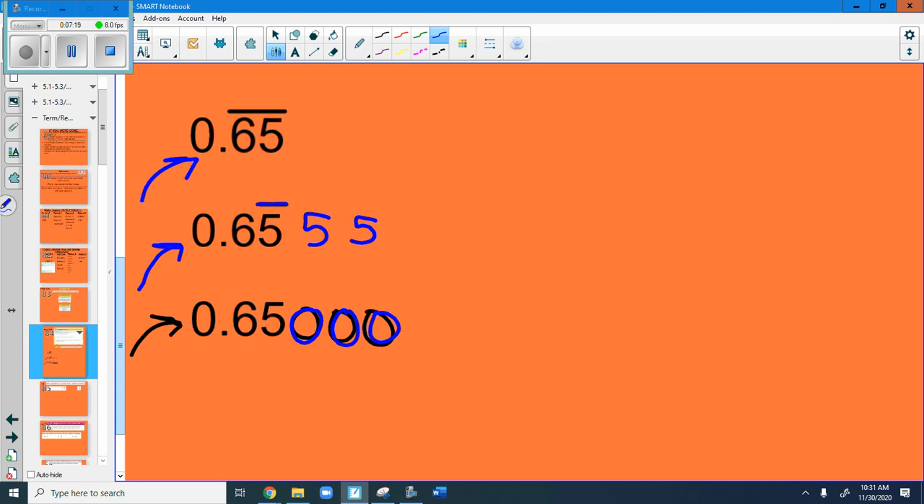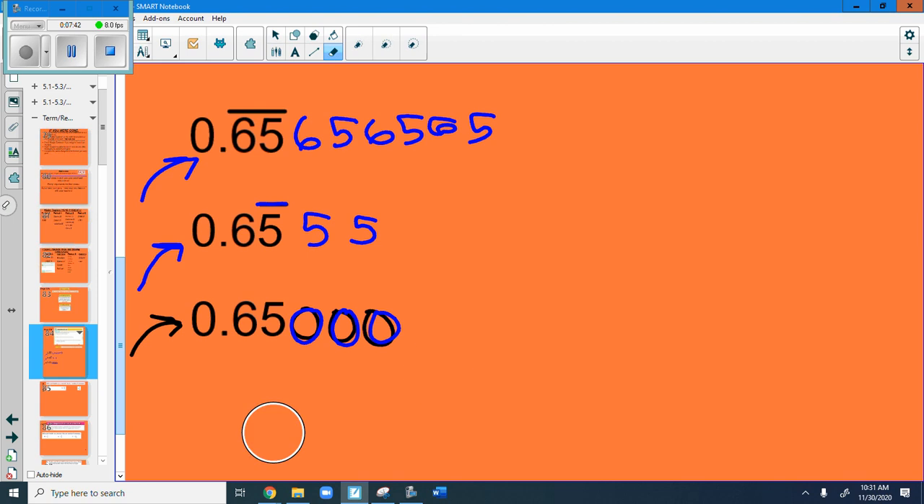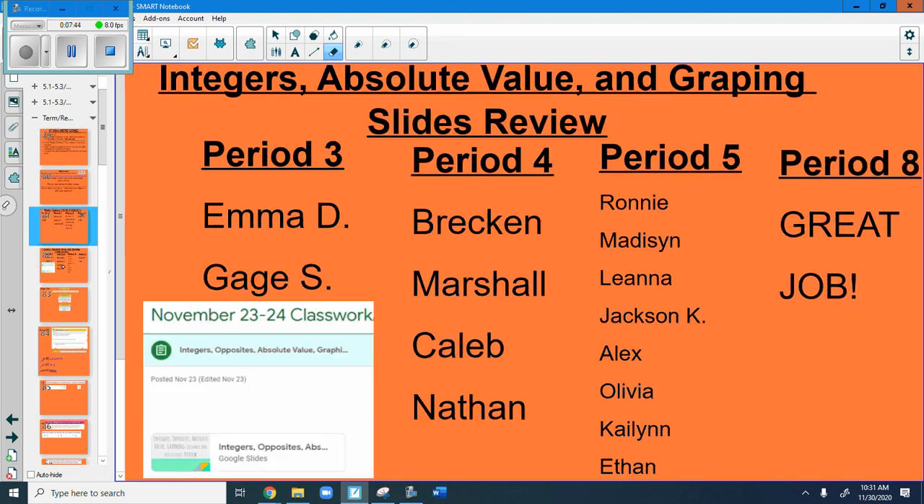Now, what about this last one? What would that look like if we expanded it? Good, it would repeat 65, so you have to write 6 5, 6 5. If I just wrote 5s, would that be accurate? No, you have to look at what the bar notation is over and what specific digits are repeating. Very good job.